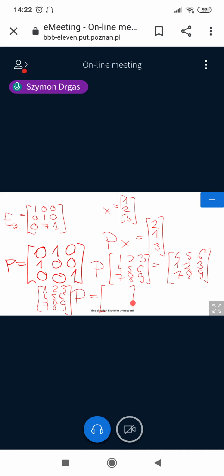So the result will be, the first column will be the second column of this matrix. So I need to write 2, 5, 8. Then the first column, so 1, 4, 7. And the last column will be unchanged. So 3, 6, 9. Yes, so please try to remember that if you multiply from the left side, then you exchange rows, while if you multiply from the right side, then you need to exchange columns of the multiplied matrix.